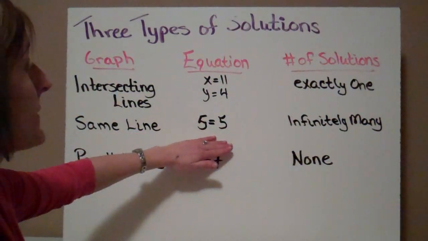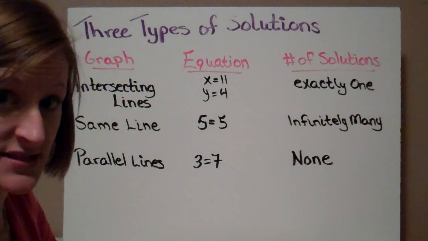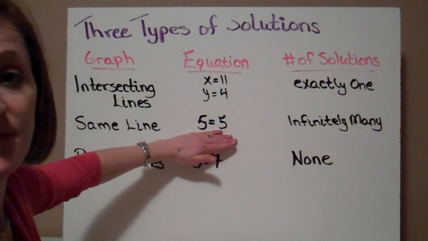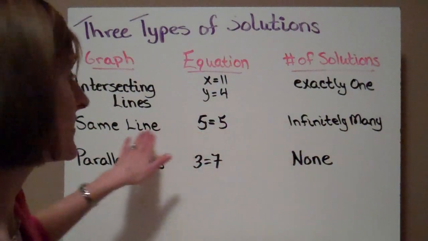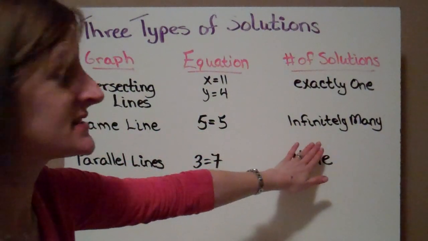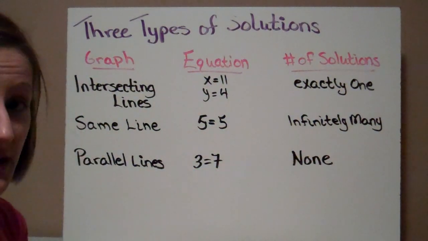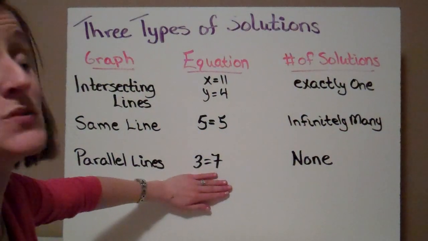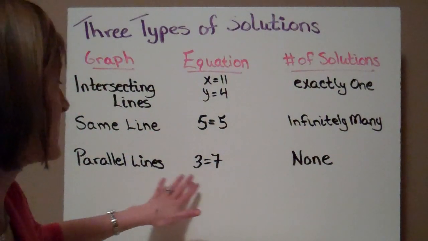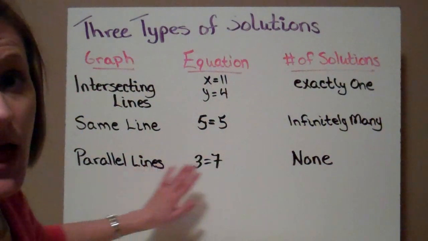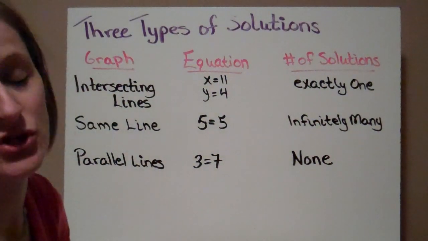Now, if it's the same line and you are subtracting both equations, and once you get all the way down to the bottom, you notice 5 equals 5 or 2 equals 2, the same number equals each other, then you'll know that it's the same line and your solution is infinitely many. Let's say you subtracted them or added them, you get all the way down to the bottom and you end up with 2 different numbers, like 3 equals 7 or 4 equals 1, something like that. Then you know that these lines are parallel and that there is no solution. So you'll put none or just no solution.